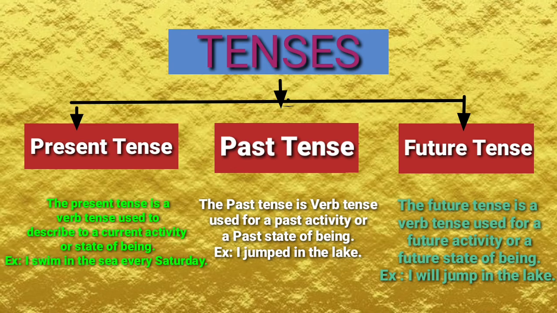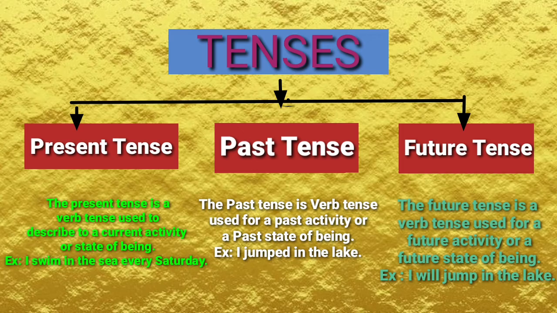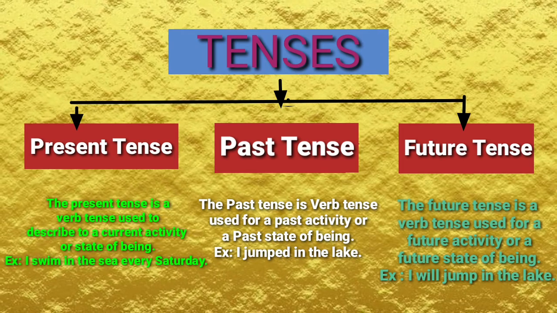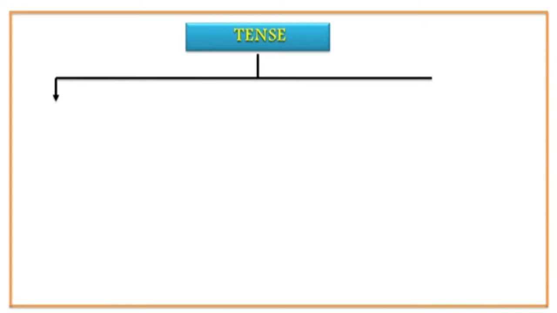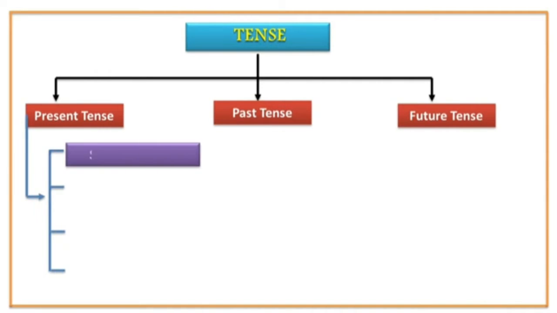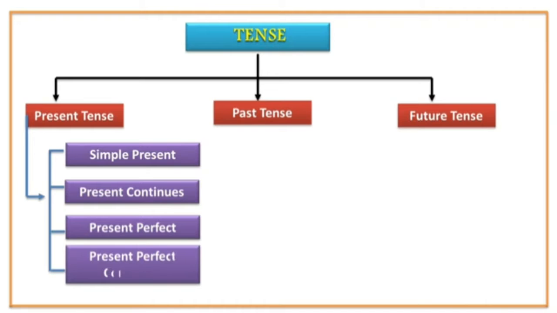The future tense. The future tense is a verb tense used for a future activity or a future state of being. Example, I will jump in the lake. Present tense can have four different forms. They are simple present, present continuous, present perfect, and present perfect continuous tense.